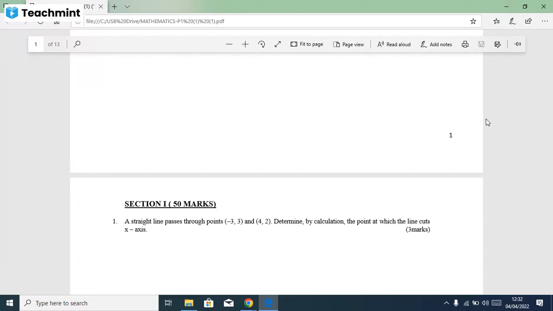Substitute for x-axis. At x-axis, y is 0, so find the value of x. Where the line cuts the x-axis, y is 0. So find the value of x. You're almost there.